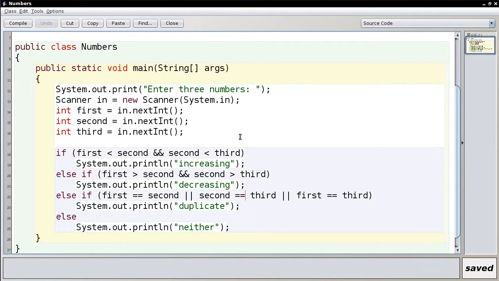Alright, so here we are in BlueJ with the solution, and the solution is pretty simple. Notice it's a sequence of ifs and else ifs. So we first check if it's increasing, if it's decreasing, if it's duplicate, or neither. So the solution reflects exactly what I was just talking about. Also notice the condition here. We're using first less than second, where we had A less than B before.